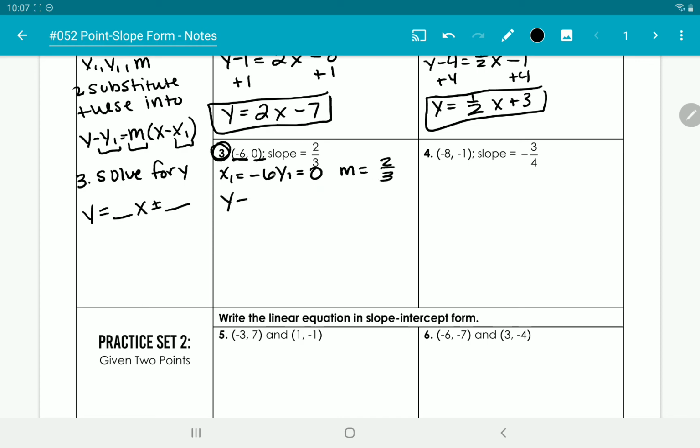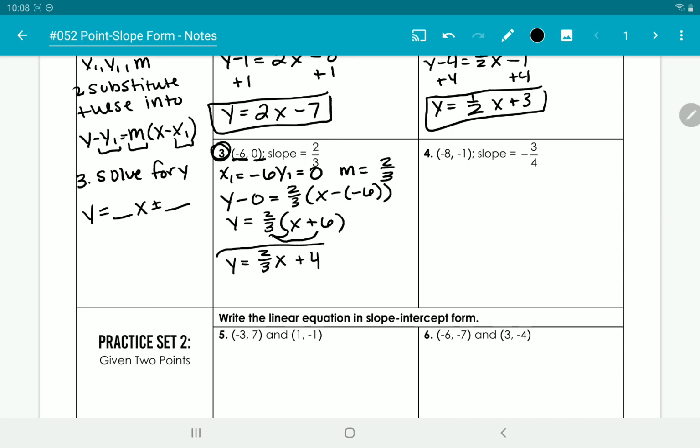So y minus y1 here, which is 0, equals the slope, 2/3, times x minus x1, which is negative 6. Okay? If we simplify this a little more, we have y equals 2/3 times this x plus 6. Now in order to do that, we just need to distribute this 2/3. y equals 2 over 3 times x is just 2 over 3 x, plus 2 times 6 is 12, divided by 3 is going to give us 4.